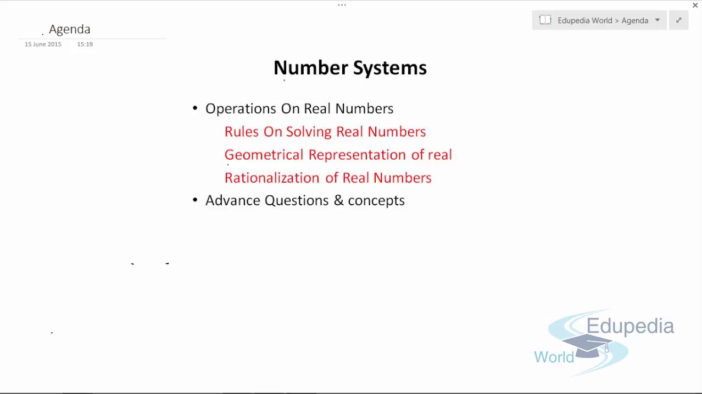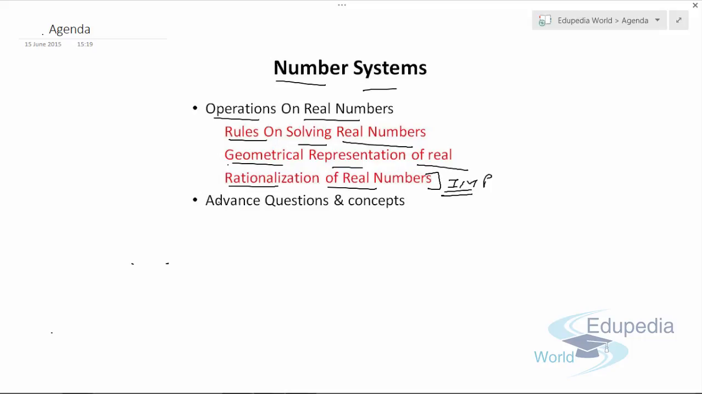You are watching the videos on number system. So in this video we'll discuss operations on real numbers, how to solve real numbers. Then we'll discuss some of the rules that can be applied to solve real numbers. Then we'll discuss geometrical representation of real numbers. Then we will discuss how to rationalize real numbers, which is a very important concept. You have to watch this part very carefully.